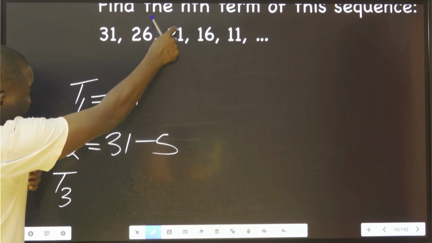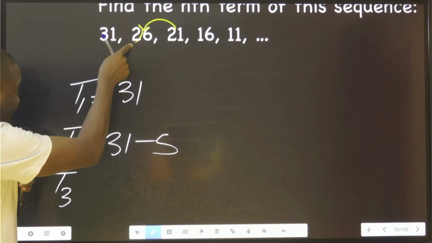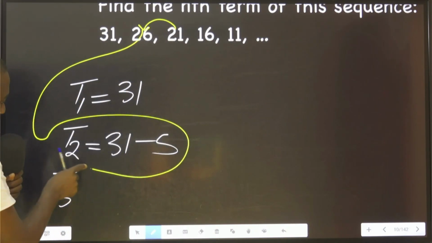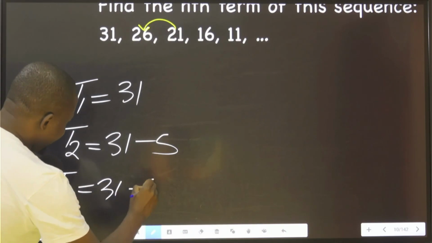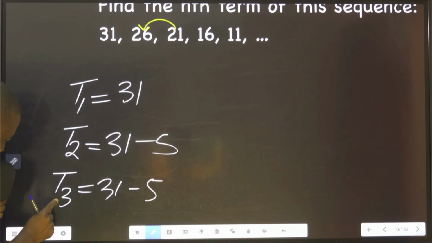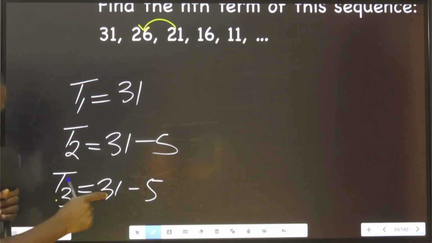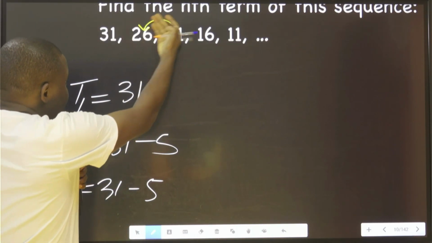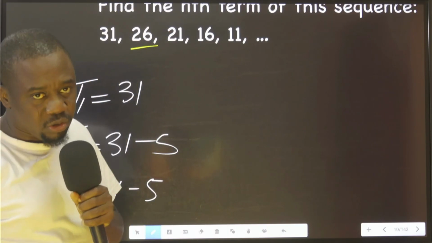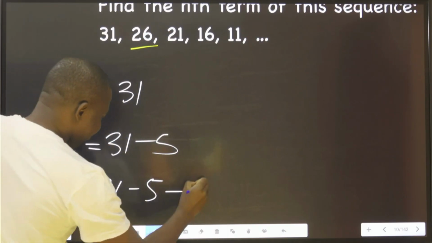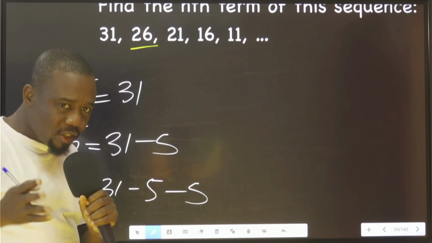This third one is coming from here. And this is this. So we need to put this one here. Okay? 31 minus 5 here first, to recognize that this is coming from here. We know that this is 26. But how can 26 produce 21? Minus 5 again.